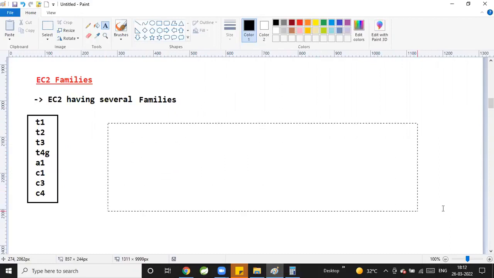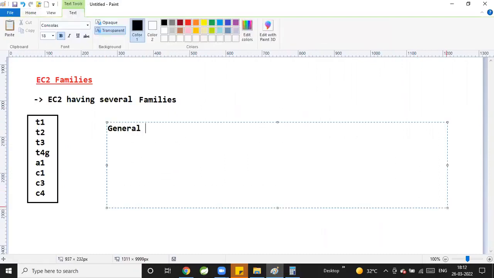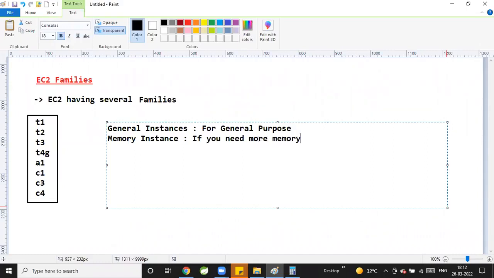In the EC2 families, they are categorized. For general purpose, there are some general instances available. Family member is nothing but instance type. Memory instances are available. If you need more memory for your application, then you need to go for memory based instances. Some instances are for general purpose, and some give you more memory.